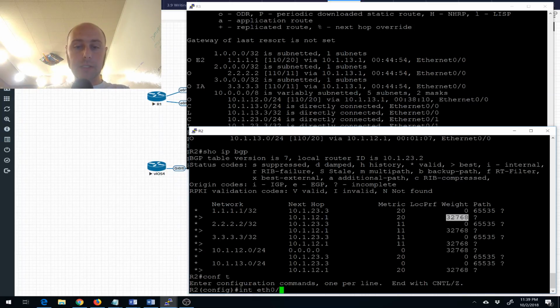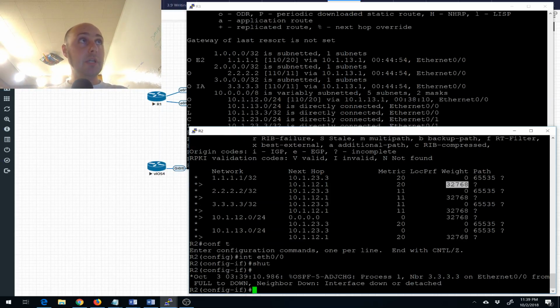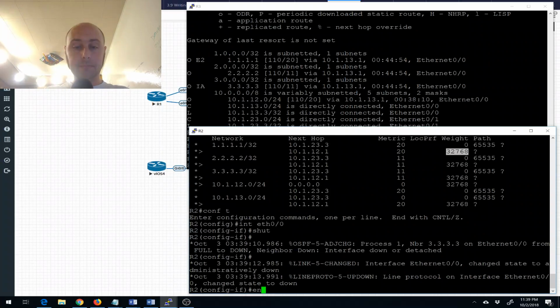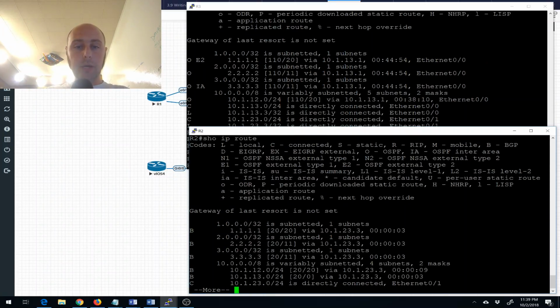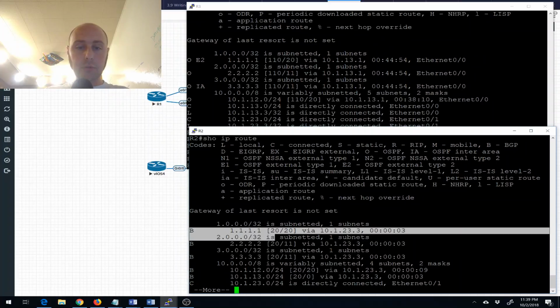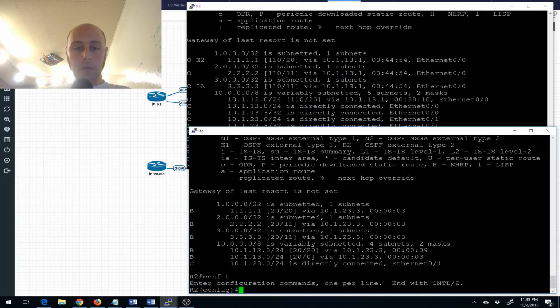So that's interface eth0/0 shut. That'll drop our OSPF session. And show ip route, and we bounced right over to the BGP routes. And you see the BGP routes all have an administrative distance of 20. Now, I think if I no-shut this, I would think we're going to keep the BGP routes.